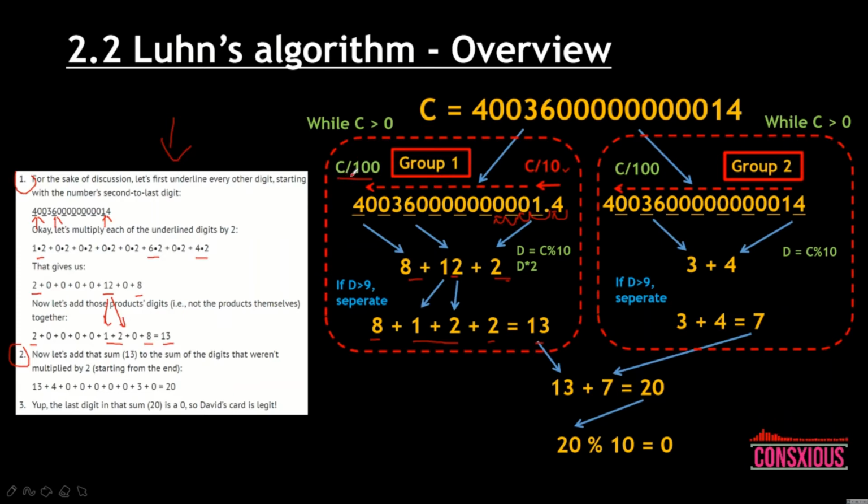Starting, we have to divide by hundreds, modulus to get the digit, times 2, check whether more than 9, separate, then continue the loop again, then continue until we go to these positions.